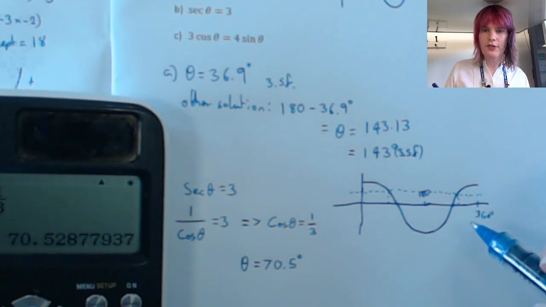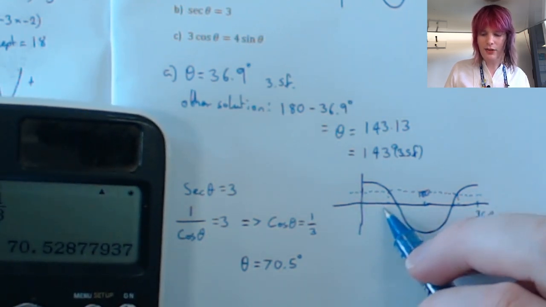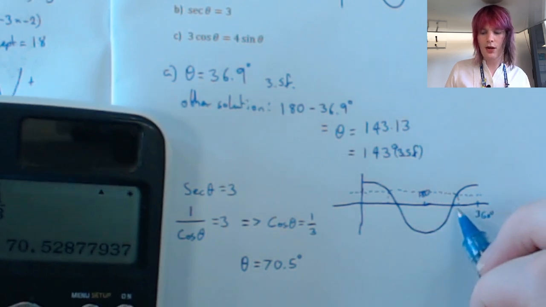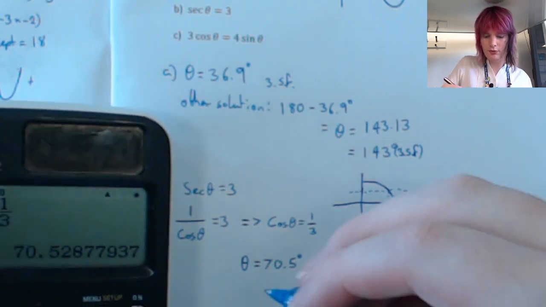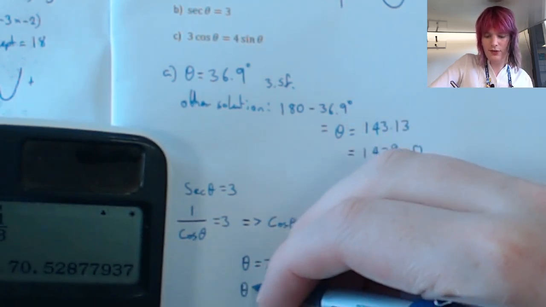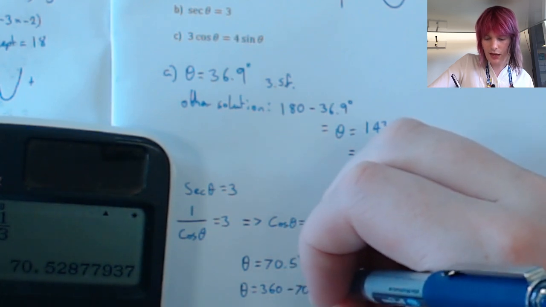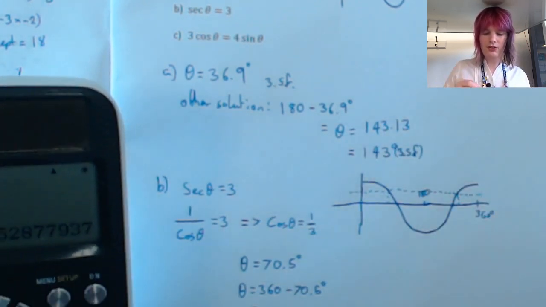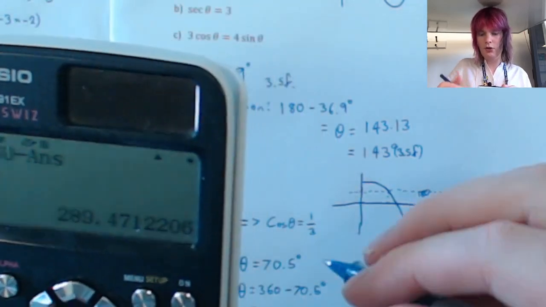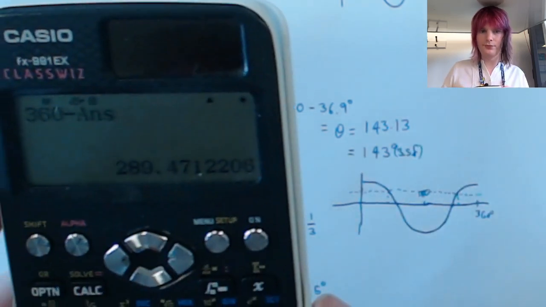Next of all, we can use our symmetry. So this distance from 0 to 70.5 is going to be the same as the distance from 360 to our other unknown solution. So instead of 180 subtract, we're going to say theta is equal to 360 minus 70.5 degrees. Take our answer, that's going to give us 289 degrees. There we go.